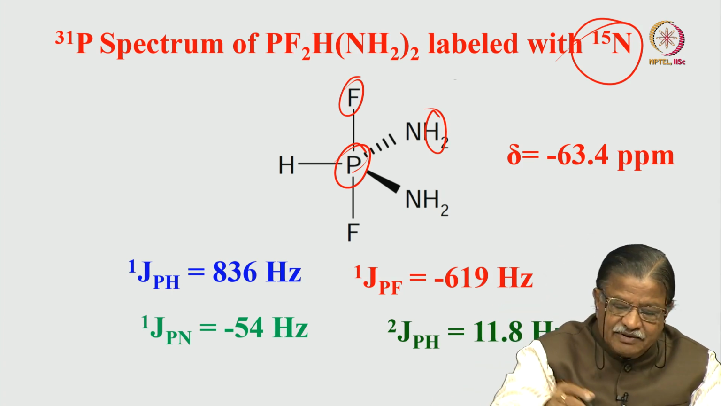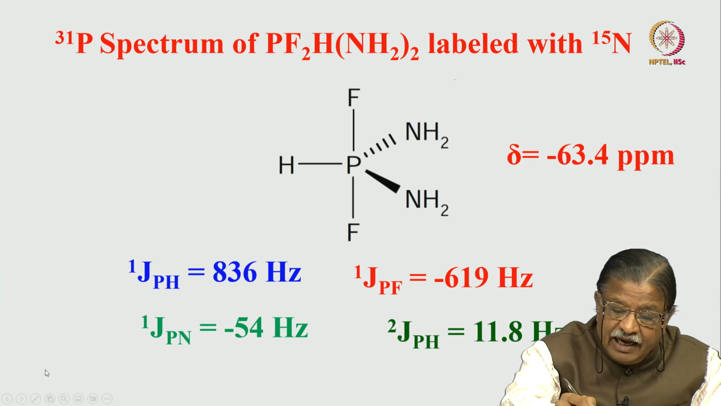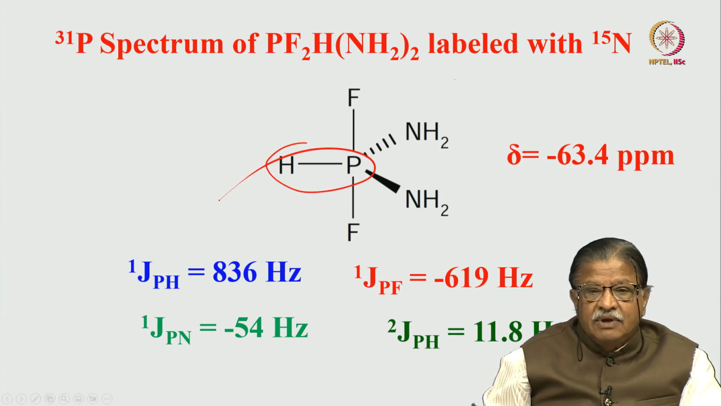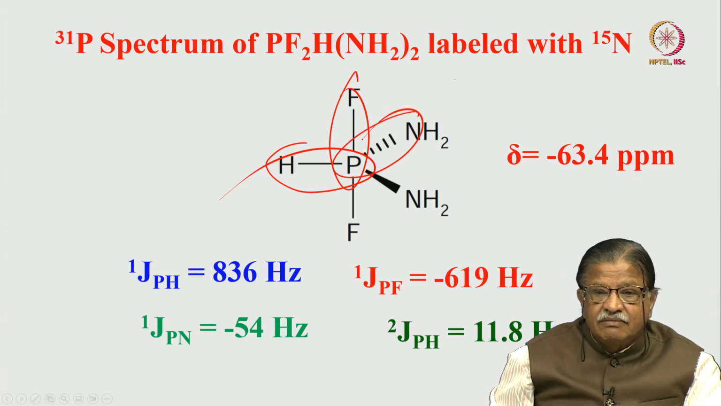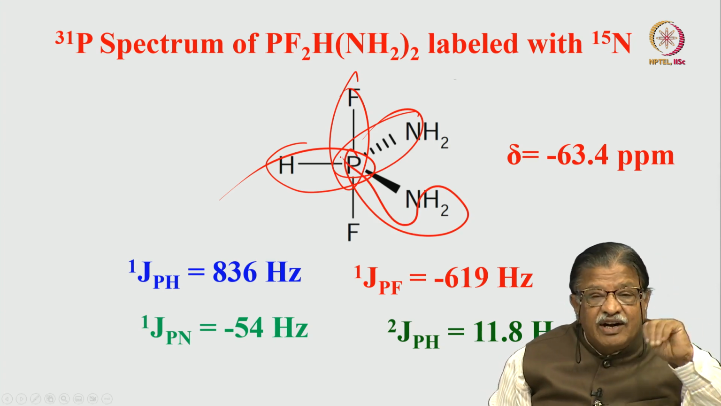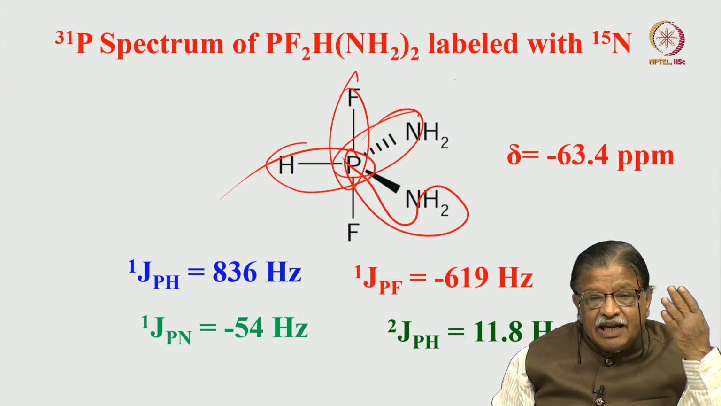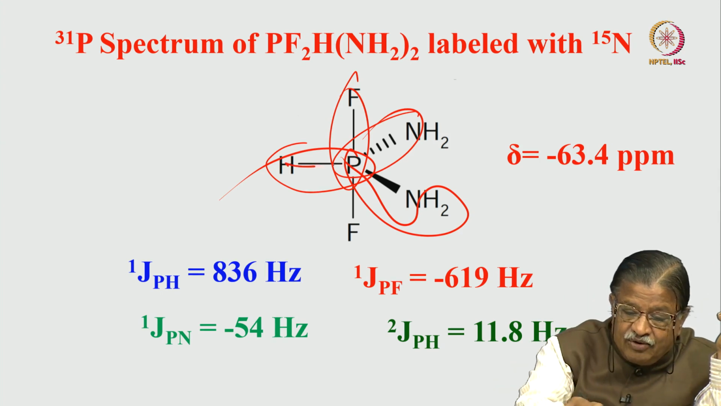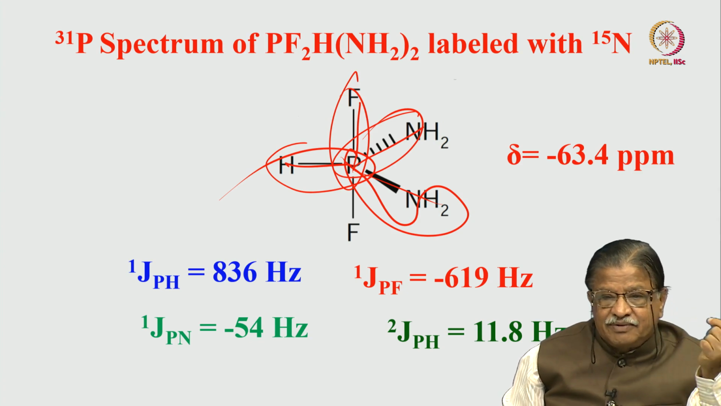So, this phosphorus can experience 4 different couplings. One, it can experience coupling with proton, it can experience coupling with fluorine, it can experience coupling with this nitrogen, it can also experience coupling with this proton. 4 different types of couplings it can experience. The pattern is very difficult to understand, in such a simple molecule: one heteronuclear, another heteronuclear, another heteronuclear and then another. So, 3 different types of heteronuclear couplings are there for this phosphorus.